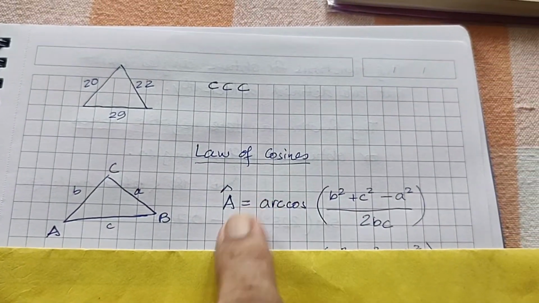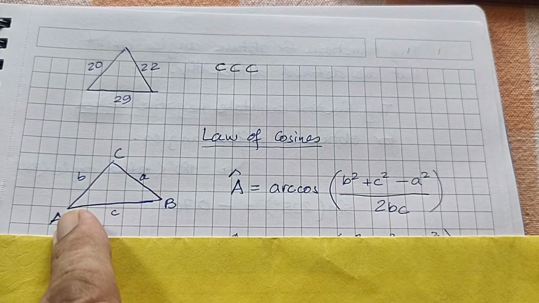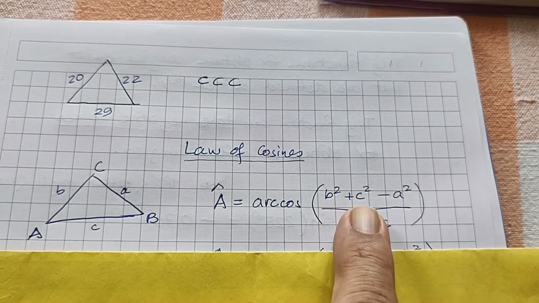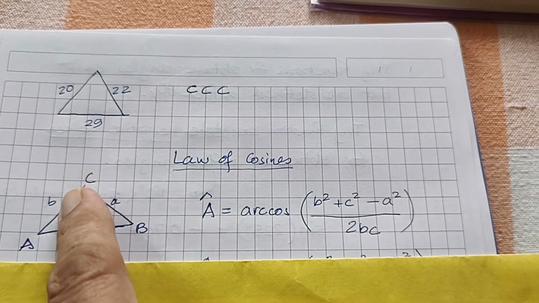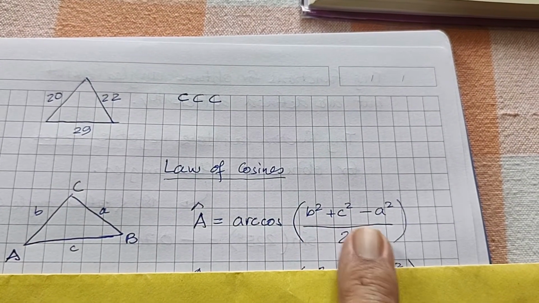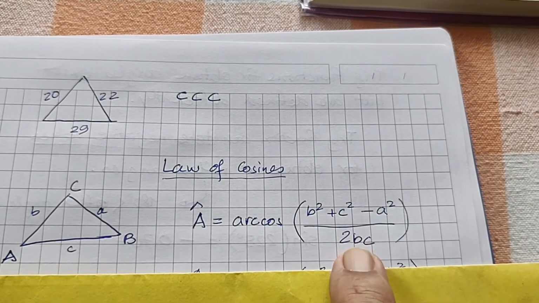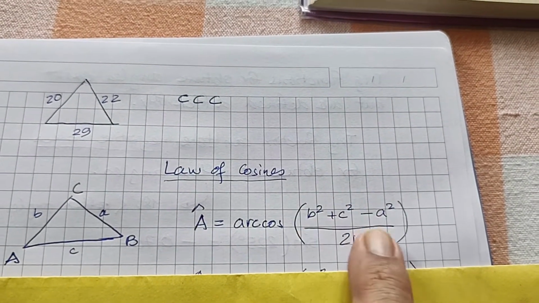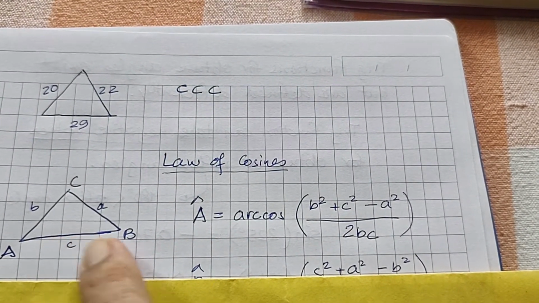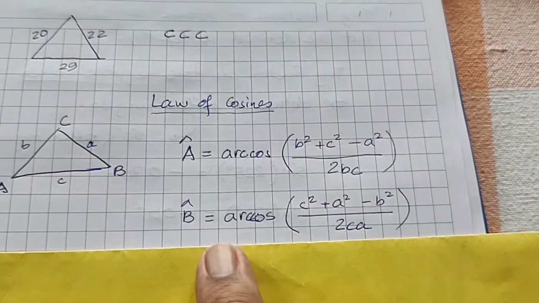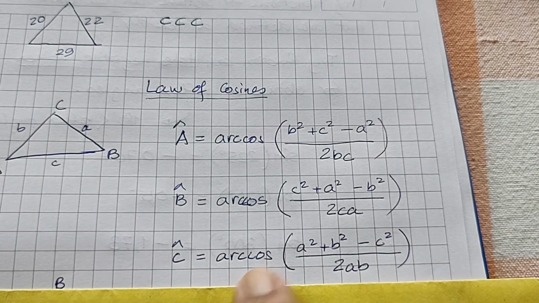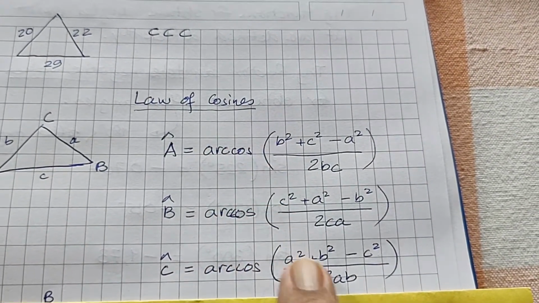So the law of cosines says that angle A is equal to arc cos of b squared plus c squared minus a squared, divided by 2 times b times c. Remember, these are all lengths in the same units. If you take this and you take the arc cos of this, you will get angle A. Similarly, the same thing applies for angle B, and the same thing applies for angle C. This is known as the law of cosines.